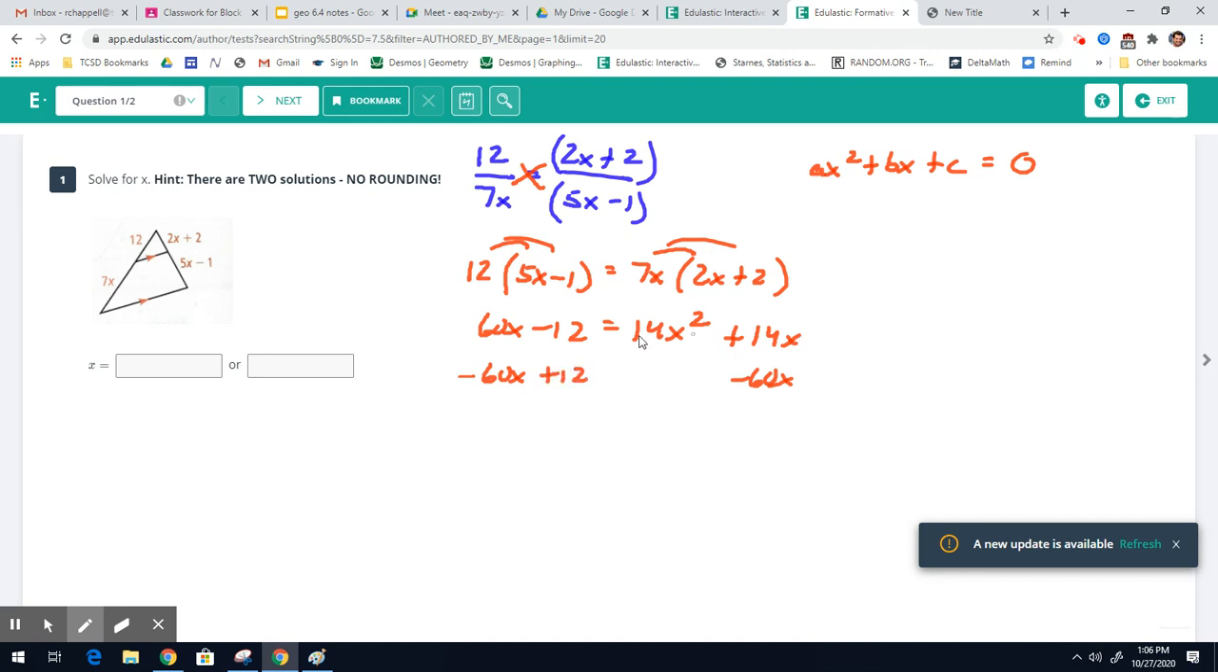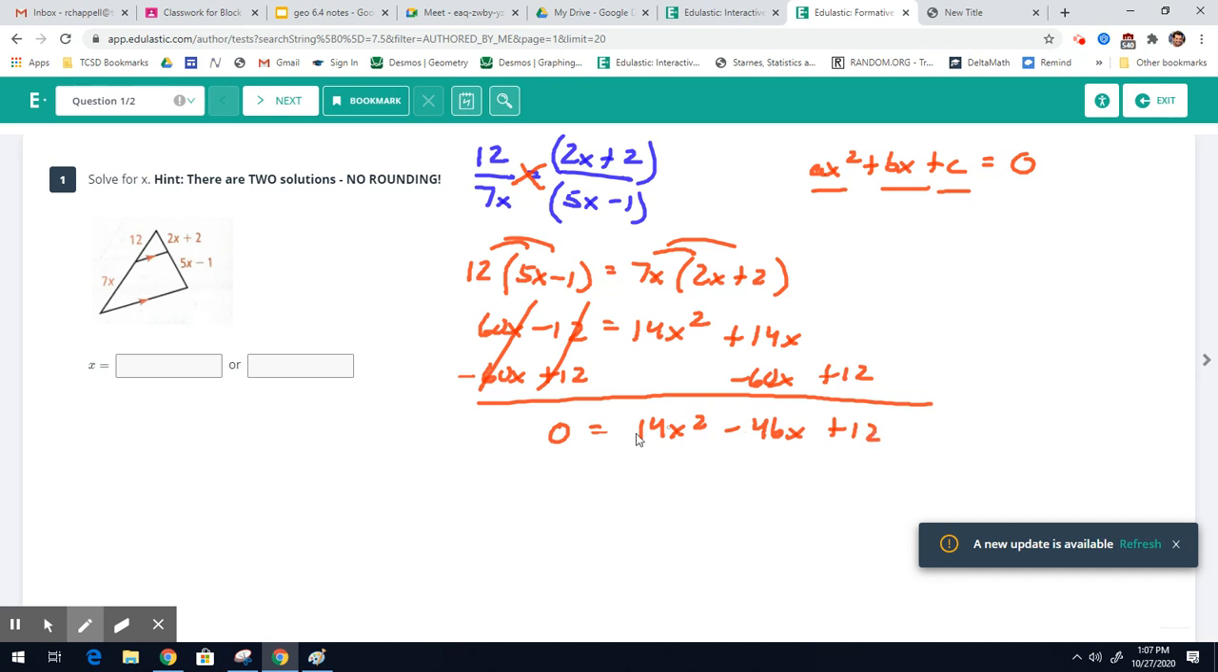Now there's nothing on the right side to combine with the 12, so I'll just put it over here. Doesn't really matter where you put it. So the 60x and the 12 cancel. There's your 0. On the right side, put it in this form, x squared, x, number. So 14x squared. 14 minus 60 is negative 46x. And then the plus 12 comes down.